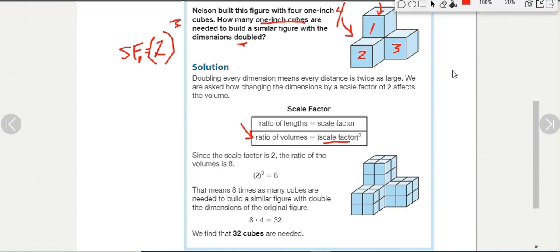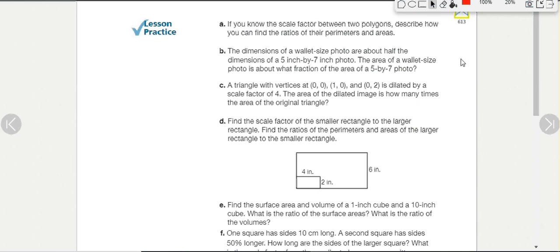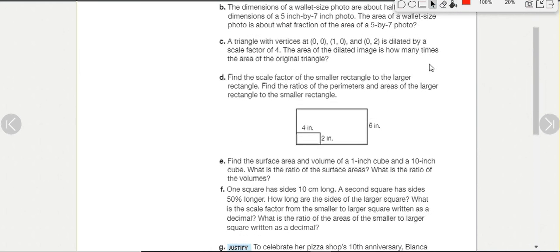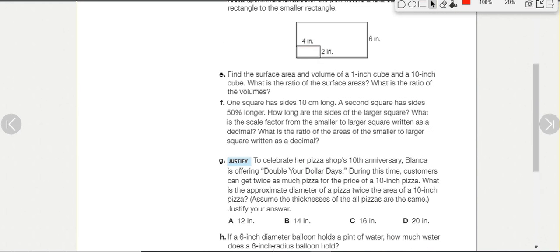So all you have to do in this volume problem is take how many cubes there were, multiply it by the scale factor for volume here, which is 4 times 8. 32. Don't forget labels. All right. Explain how it is we found different scale factors in letter A. Then do letter B, D, and F. Best of luck.